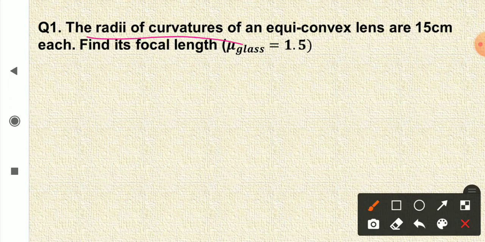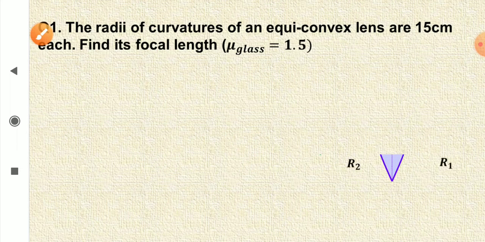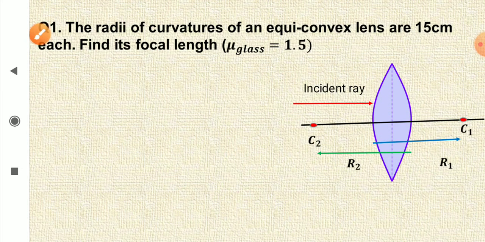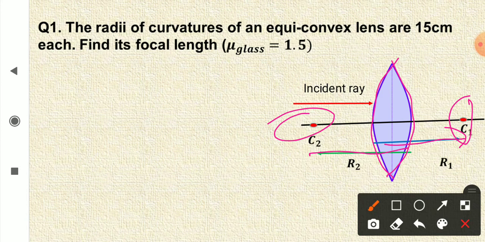The radii of curvature of an equiconvex lens are 15 cm each. Find its focal length, and mu of glass is given to be 1.5. Now, let us assume that this is an equiconvex lens. This is the first surface, its center of curvature is C1, and the distance from this is R1. This is the second surface, its center of curvature is here, so the radius of curvature is R2, and the direction of incident ray is from left to right, this one.